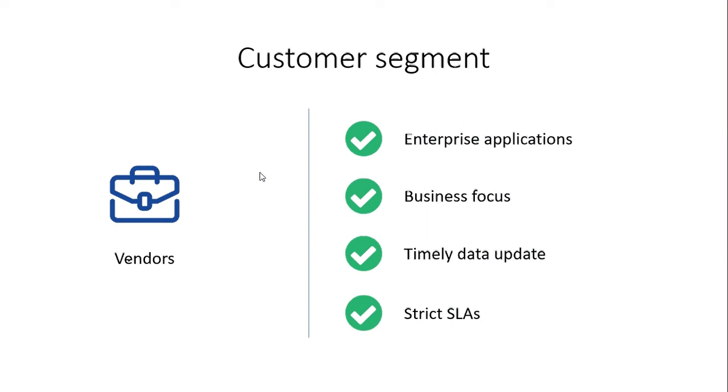The third customer segment I want to talk about is the external vendors. They produce a lot of enterprise applications which are used by businesses across the world. So when you publish open data sets for this customer segment, they have a strong business focus. Ensuring timely data updates and having strict SLAs with the vendor definitely helps you to boost customer satisfaction for this category.